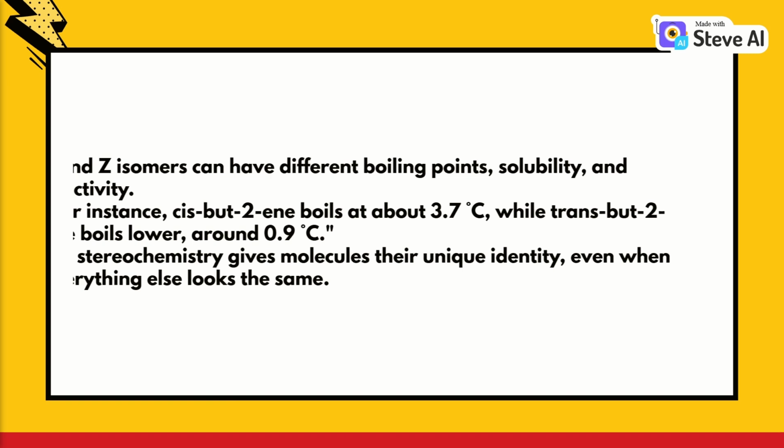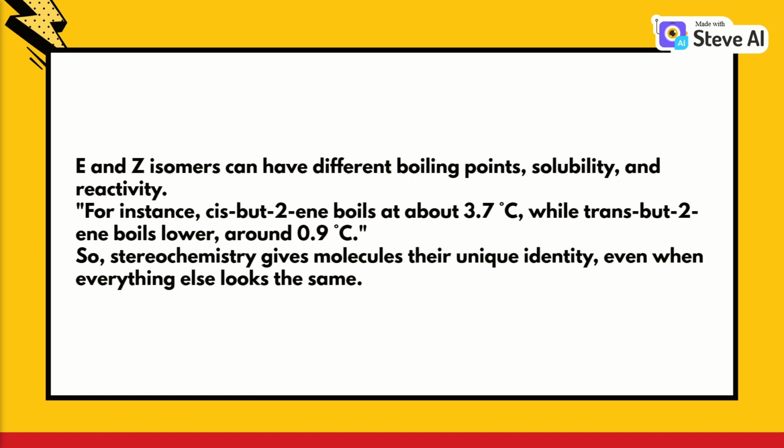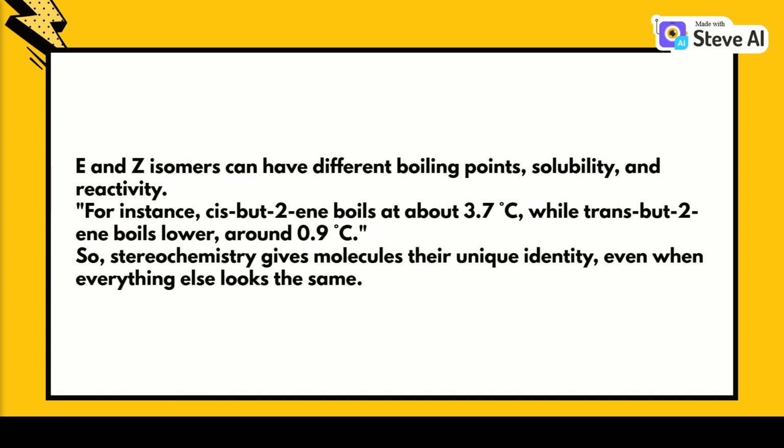E and Z isomers can have different boiling points, solubility, and reactivity. For instance, cis but-2-ene boils at about 3.7 degrees Celsius, while trans but-2-ene boils lower, around 0.9 degrees Celsius. So, stereochemistry gives molecules their unique identity, even when everything else looks the same.